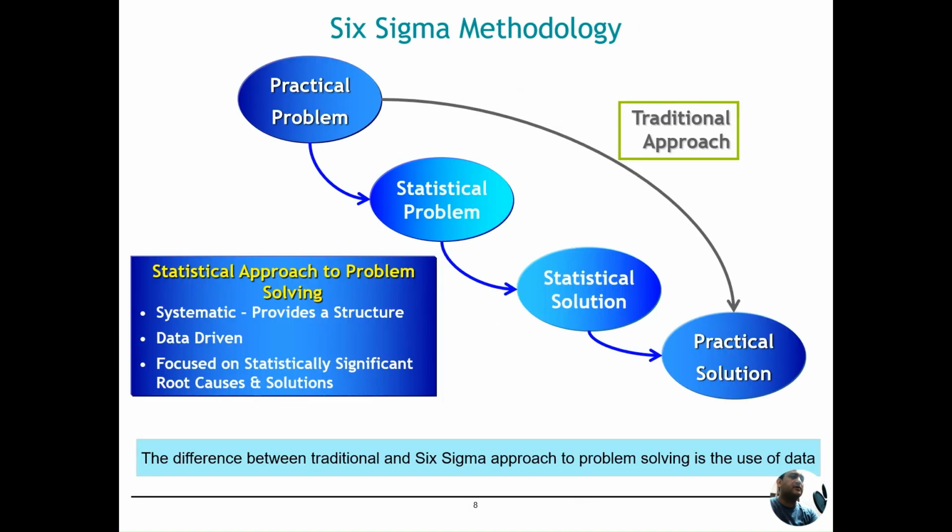Let us first look at the difference between a traditional approach of problem solving versus a Six Sigma approach. In a non Six Sigma or traditional approach, there are chances of more failure in the processes, because in a traditional approach we always have a practical problem and we convert it into a practical solution. For example, if you have a fever, you just take paracetamol, and probably after taking one or two paracetamol you would say that your fever has disappeared.